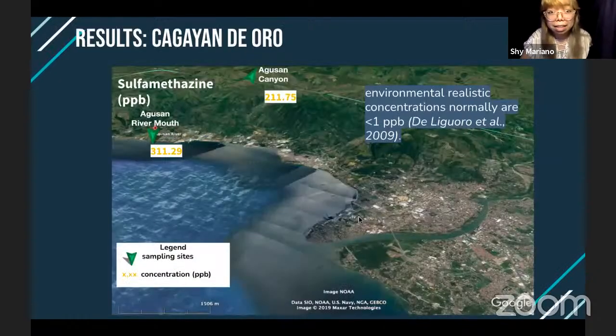Another interesting finding is that in Cagayan de Oro, we detected sulfamethazine, an antibiotic used by both humans and animals. It is used in veterinary farms for the growth of sheep, cattle, poultry, and pigs. And we even have higher concentrations near the coast. We weren't able to identify the exact source, but this suggests that upstream, there is a source for these antibiotics, and probably it's a livestock farm.